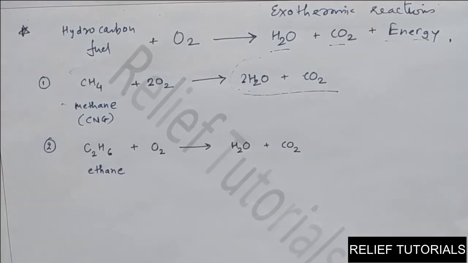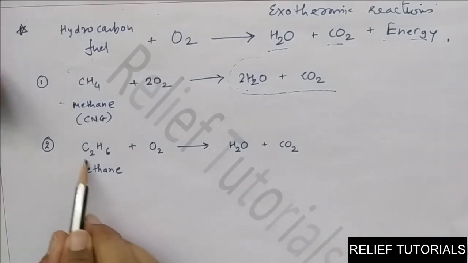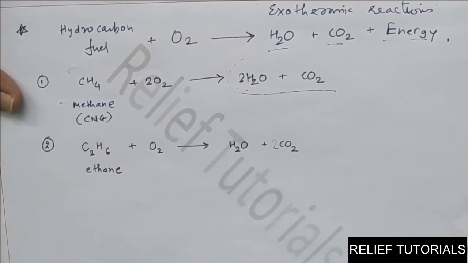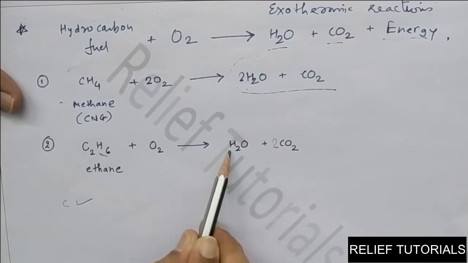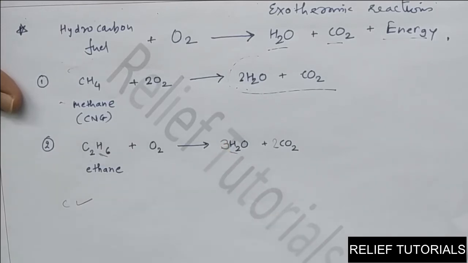2 carbons are here and 1 carbon is only here. So 2 carbon and 1 carbon. So if you multiply it by 2, it forms 2 carbon. So carbon will be balanced. What about hydrogen? Hydrogen is 6 here and here is 2. So if you multiply it by 3, it becomes 6. So 6 hydrogen, balanced.